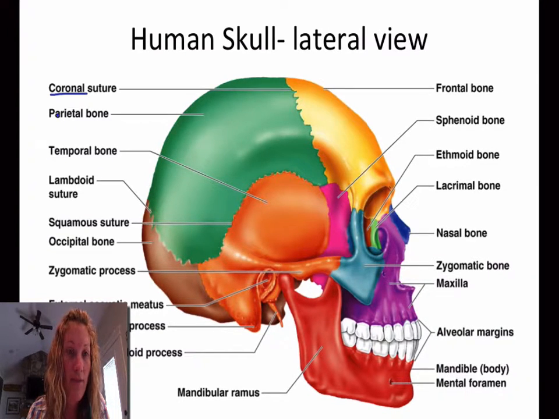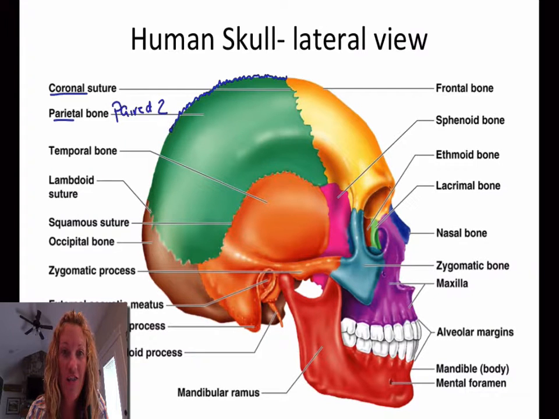Okay, so then we have the parietal bone. The parietal bone is a paired bone, so there's 2 of those. It's not shown right up here, but there's 1 on each side, and it's going to have a suture that connects each of the parietal bones, and that suture is called the sagittal suture.